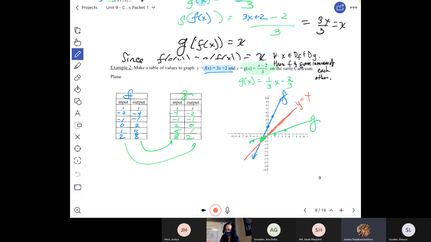Do you see what I've done? This is what you have to be able to do on the test. Given a function, graph the function, find the inverse, graph the inverse.